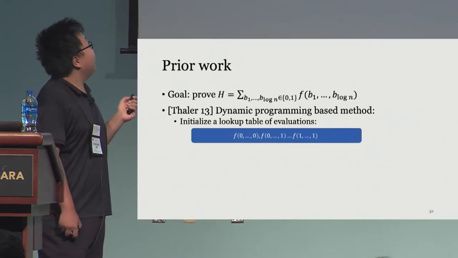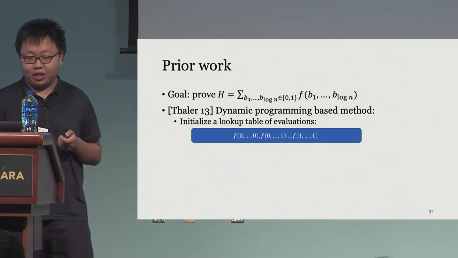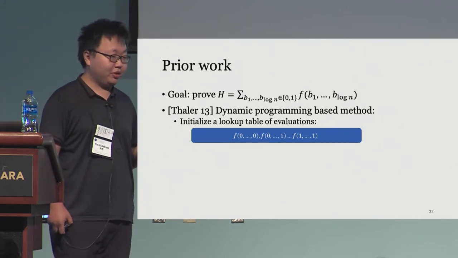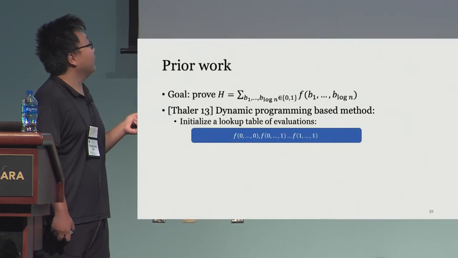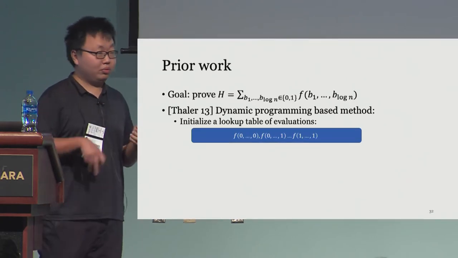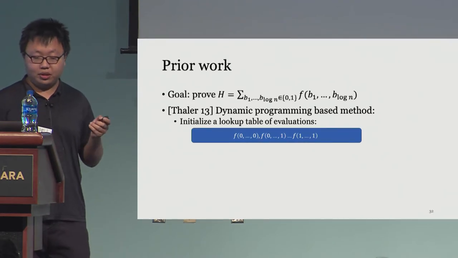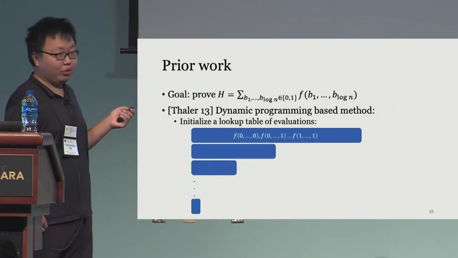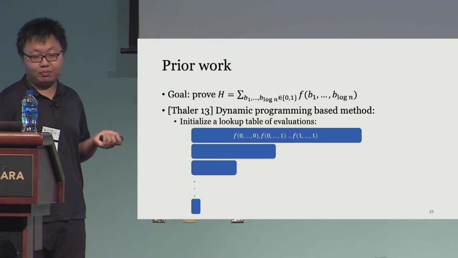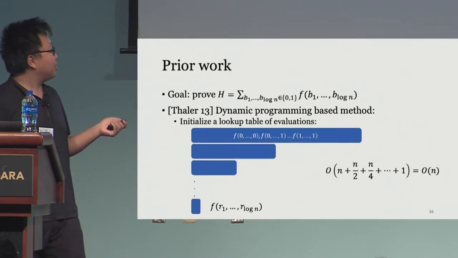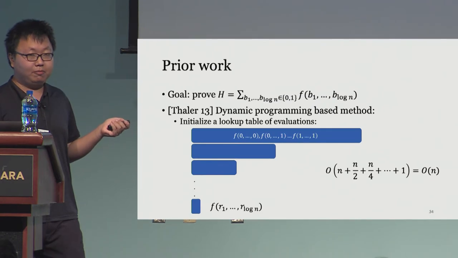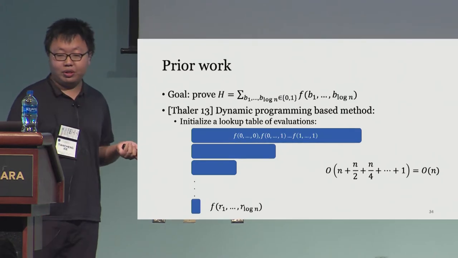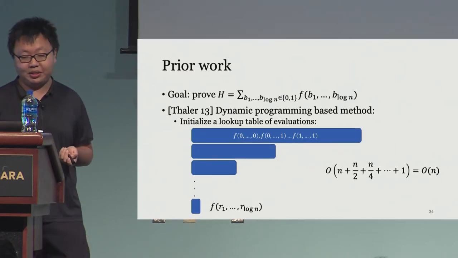Thaler introduced a dynamic programming based method in Crypto 13. The first step of this method is to initialize a lookup table of the polynomial over the whole Boolean hypercube. Then it will use dynamic programming to reduce the polynomial. The size of the next polynomial is equal to half of the size of the previous polynomial. So the total size is linear according to this formula. And the final table consists of only one element.